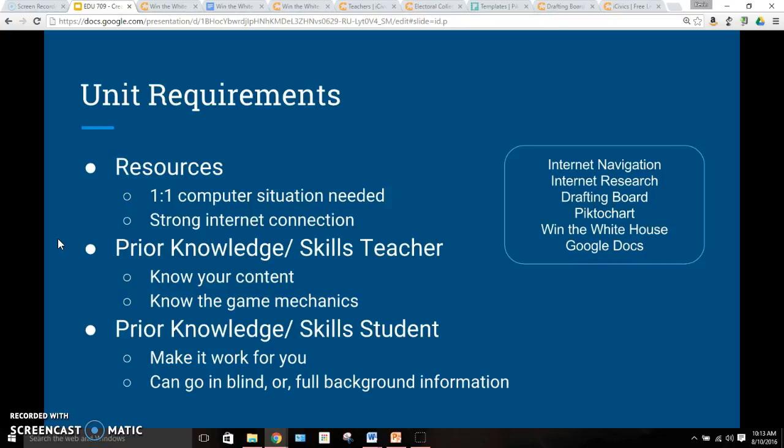For the students, again, a basic understanding of how to use the internet, how to use copy and paste, how to hyperlink. If they don't know how to do that, I've got a link for them to look at later, but basic internet navigation and research skills are needed for both of these lessons.